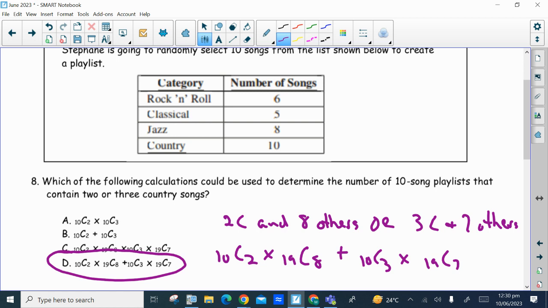So I think it's helpful if you kind of write the scenarios out and then looking at it, thinking about it. Is it an and? Is it an or? 2 or 3. It tells us or right there. Right? So we know we're going to have to use addition.